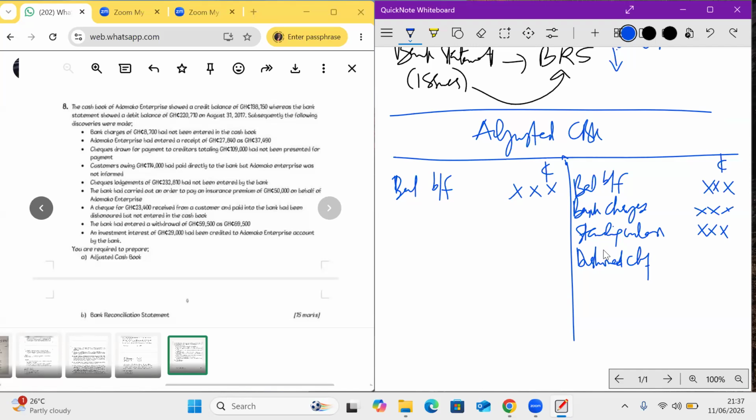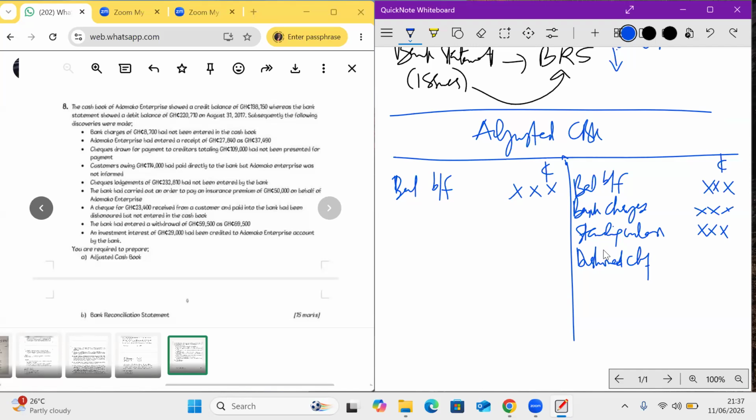So where would they record it? The check is going out. Is it on the debit side or credit side of the adjusted cash book? Credit. So in the original cash book, it's on the debit side, but in the adjusted cash book, it's on the credit side. So that they will balance it off.